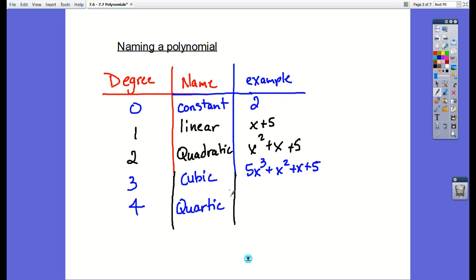Okay, so then you just need a 4th degree. So 17y to the 4th is an example. And lastly, as I said, we're going to go up to 5. Yes, you have to know these.